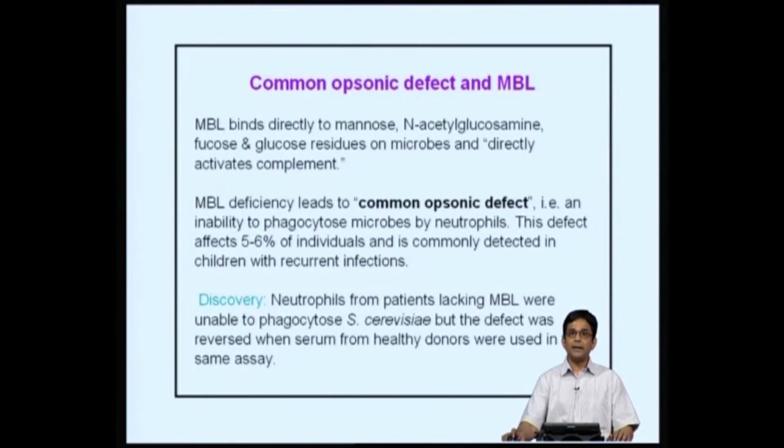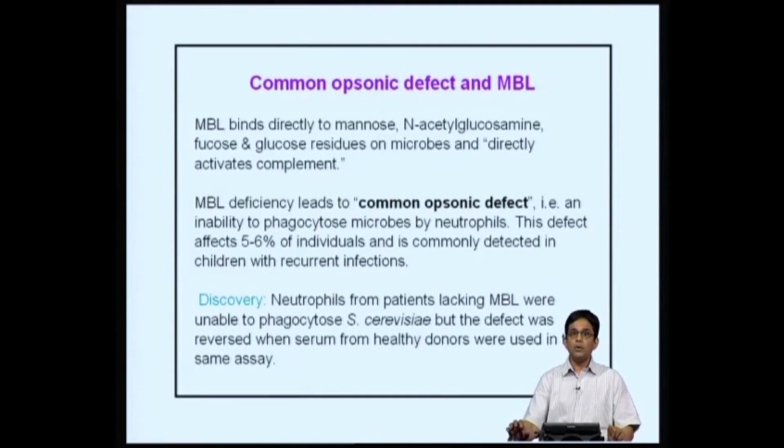The mannose binding lectin is a host protein. It binds directly to mannose, N-acetyl glucosamine, that is fucose residues, etc., that are present on microbes, and directly activates complement. So this is the third pathway by which complement can be activated.